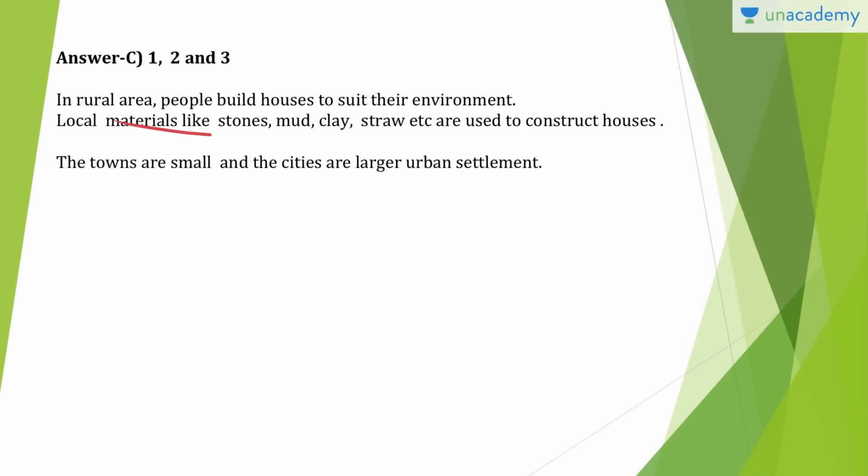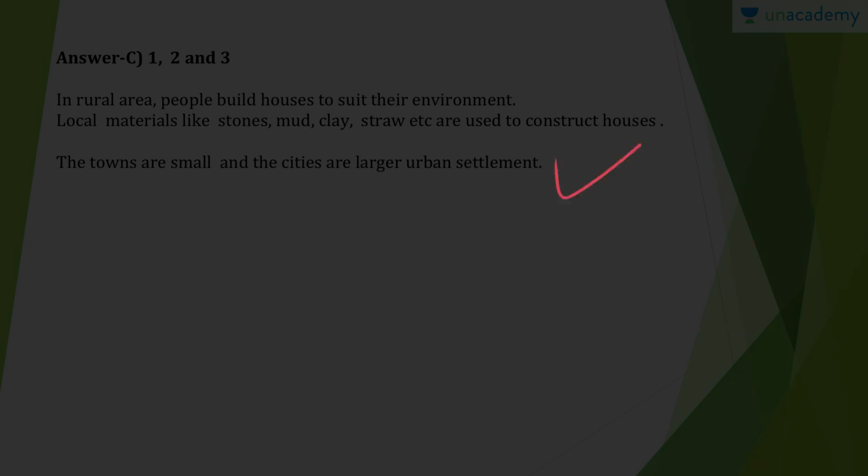So in rural areas, people build houses to suit their environment, and usually they use the local material itself like stones, mud, clay, straw, etc. These are the materials which are used to construct the houses. The towns are basically small, the cities are large urban settlements. So answer here is C, that is 1, 2, 3.